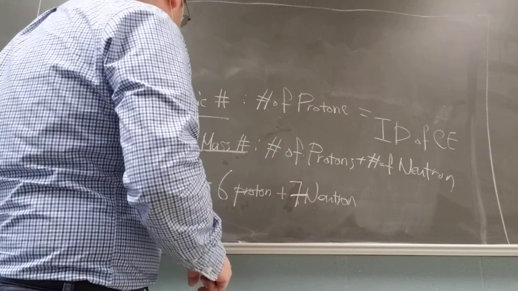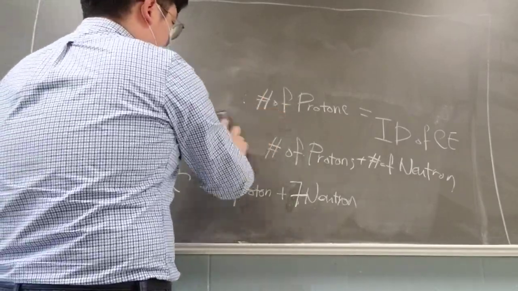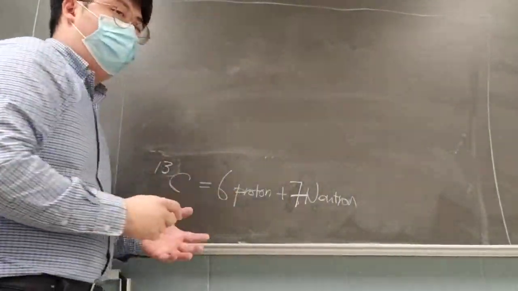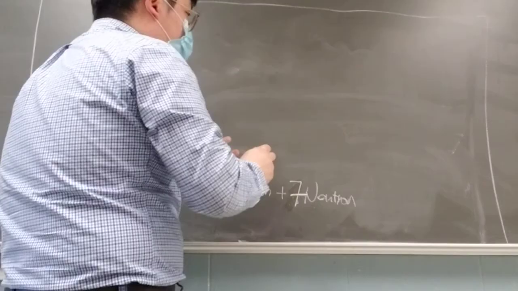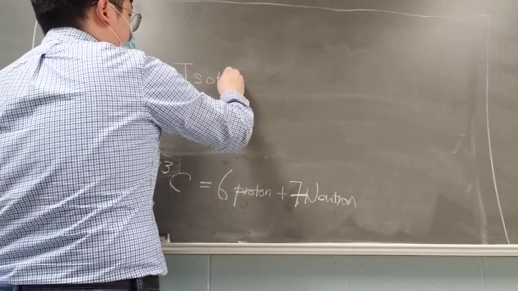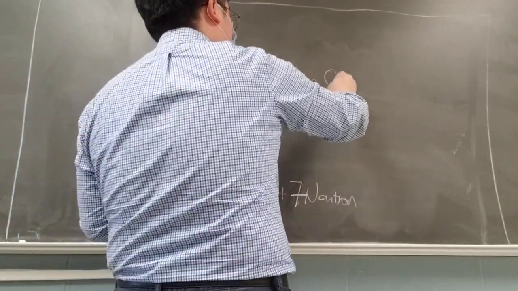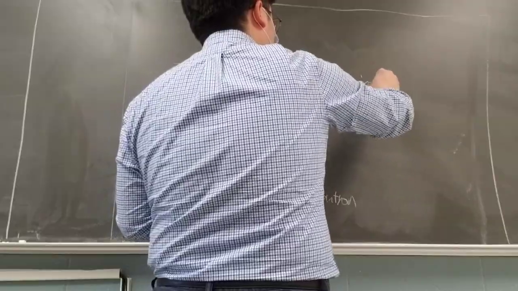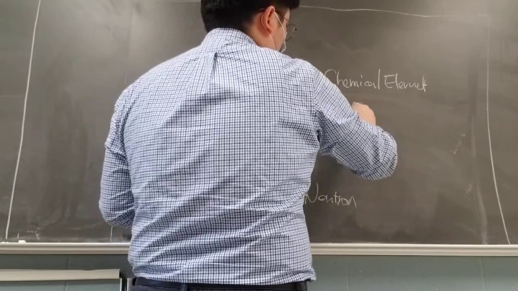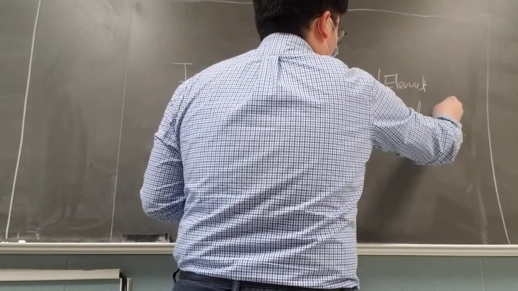Okay, so whenever you have chemical elements that have the same number of protons, meaning the same chemical element, but different numbers of neutrons, we call them together isotopes. Meaning they are the same chemical element because they have the same number of protons, but with different numbers of neutrons. Okay?